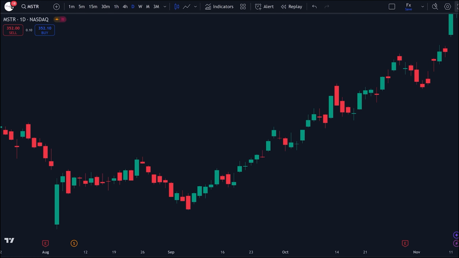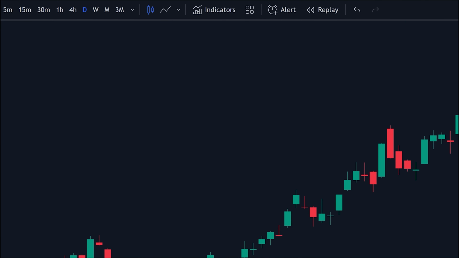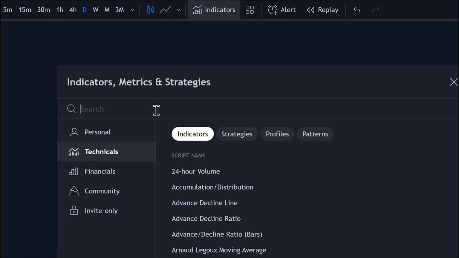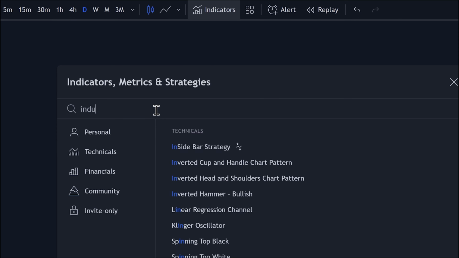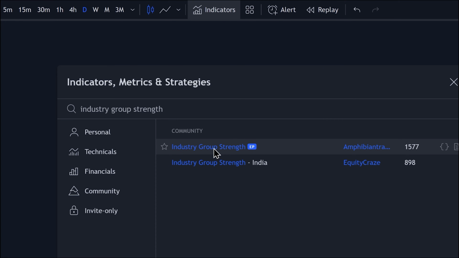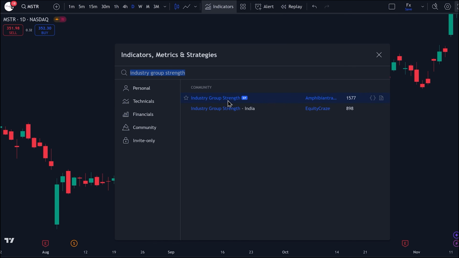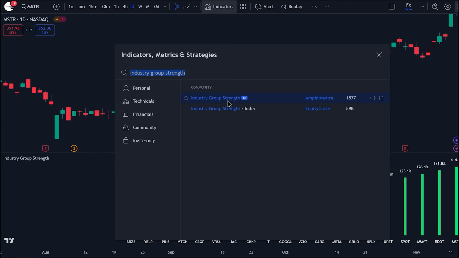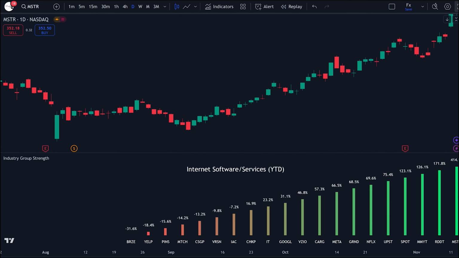Let's jump into the setup process on TradingView. Click on Indicators at the top of the TradingView platform. Search for Industry Group Strength. Select it and it will automatically apply to your chart. That's it. You're now ready to use it for analysis.